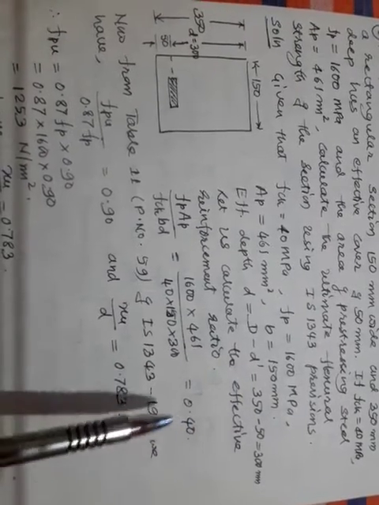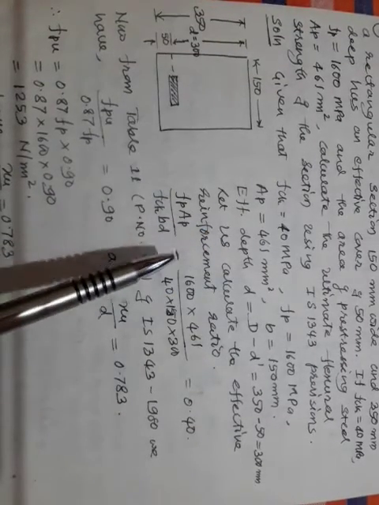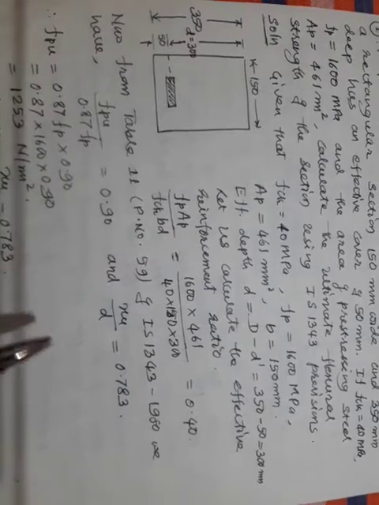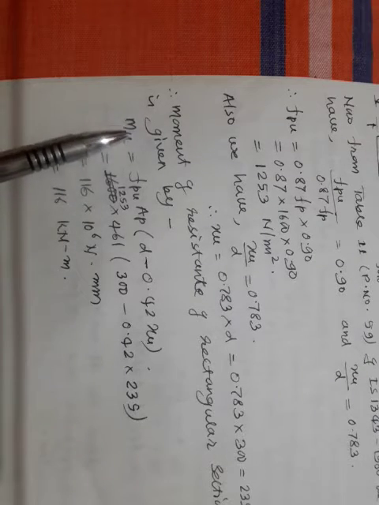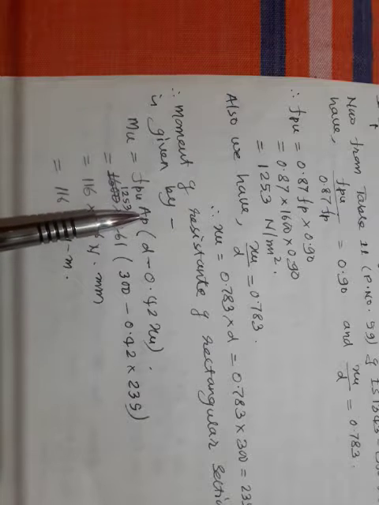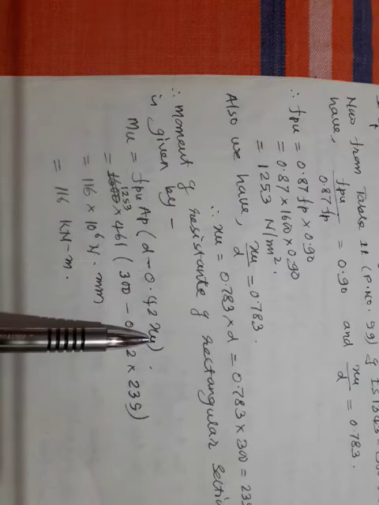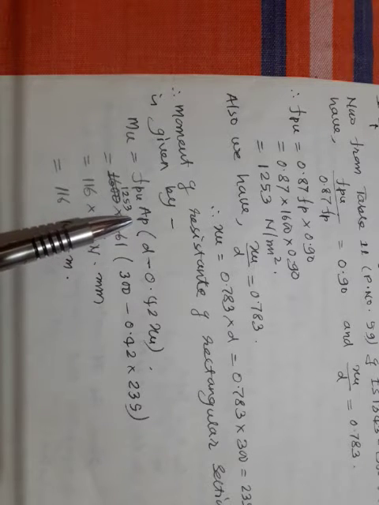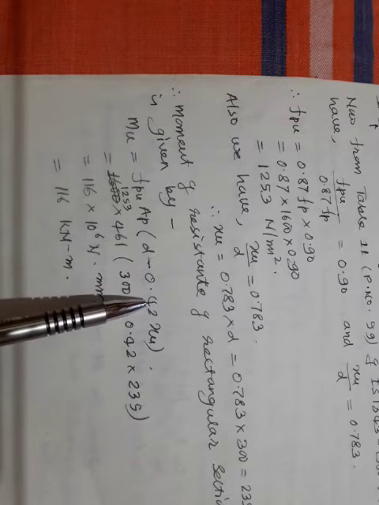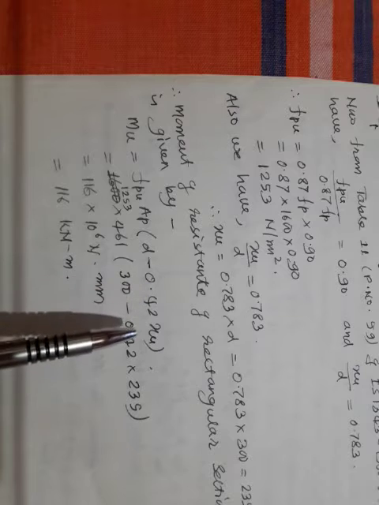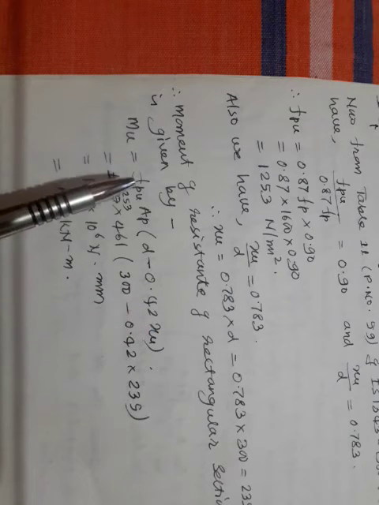Now from this, I want to calculate two things. Ultimately, your equation is this. I want to calculate the ultimate moment of resistance by using this equation: FPU into AP into (D minus 0.4 XU). In this equation, AP is known to you, it is given in the problem. D is known to you, effective depth 0.42 is also known. Now the only unknowns are XU and FPU.